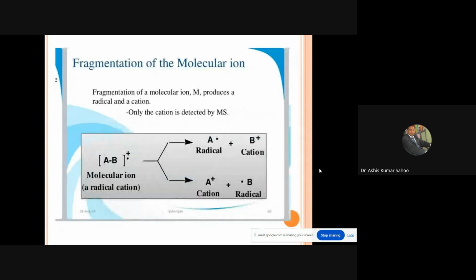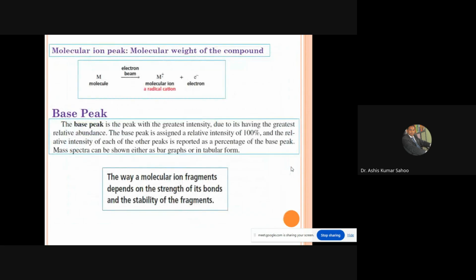So you can see fragmentation of the molecular ion produces only one. So we have a molecular ion. When an electron beam falls upon this, it is converted into a radical cation. This can fragment into an A radical and B plus cation, or an A cation and B radical. So let's say the molecular ion gives the molecular weight of a compound. The molecule, with an electron beam, gives us a radical.